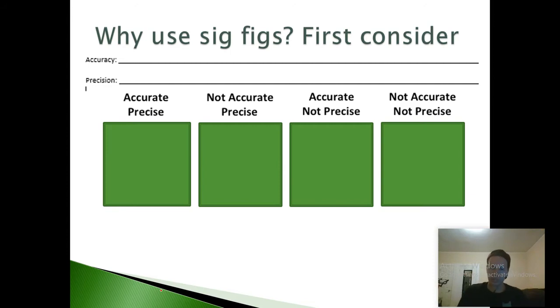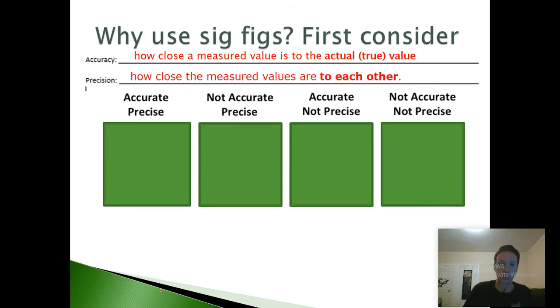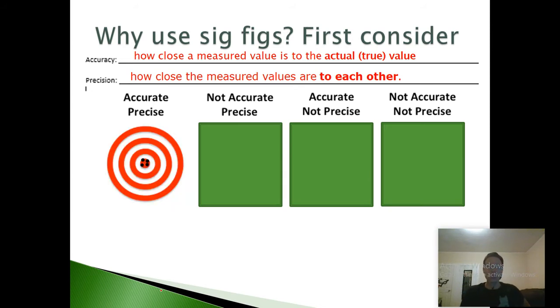So we're going to be talking about these things called significant figures. Two key vocab terms are accuracy, how close a measured value is to the actual value, and precision, how close the measured values are to each other. So if you have a measurement tool or you are doing measurements in lab and you are both accurate and precise, you are right on target, all of them in the middle.